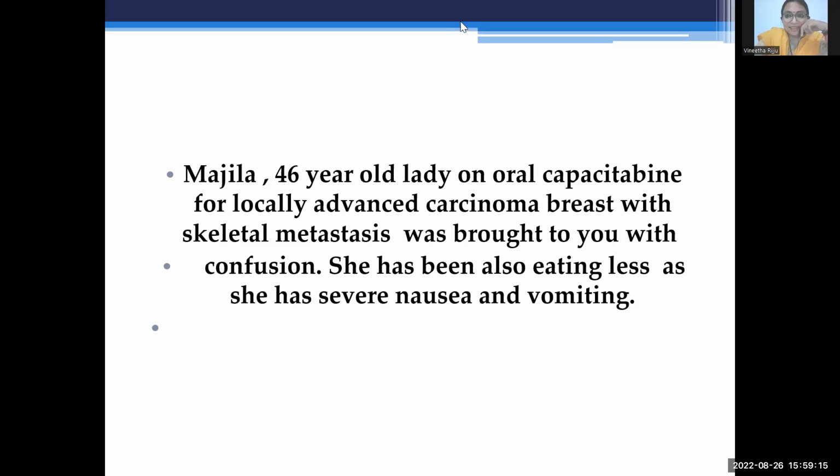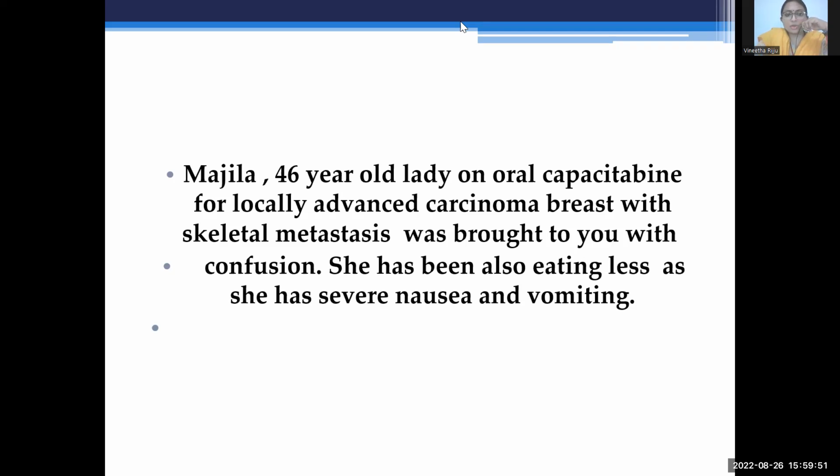What is Marcella having? She's having breast cancer with bone mets, and she's confused. She's having vomiting. She's eating less. Delirium, yes. What could have caused that delirium? Hyponatremia? Okay, probably she is vomiting a lot and it has caused hyponatremia. What more? Brain mets. Yes, Dr. Danwanti was saying about brain mets. Okay, Dr. Mohammed says electrolyte imbalance, hypercalcemia.